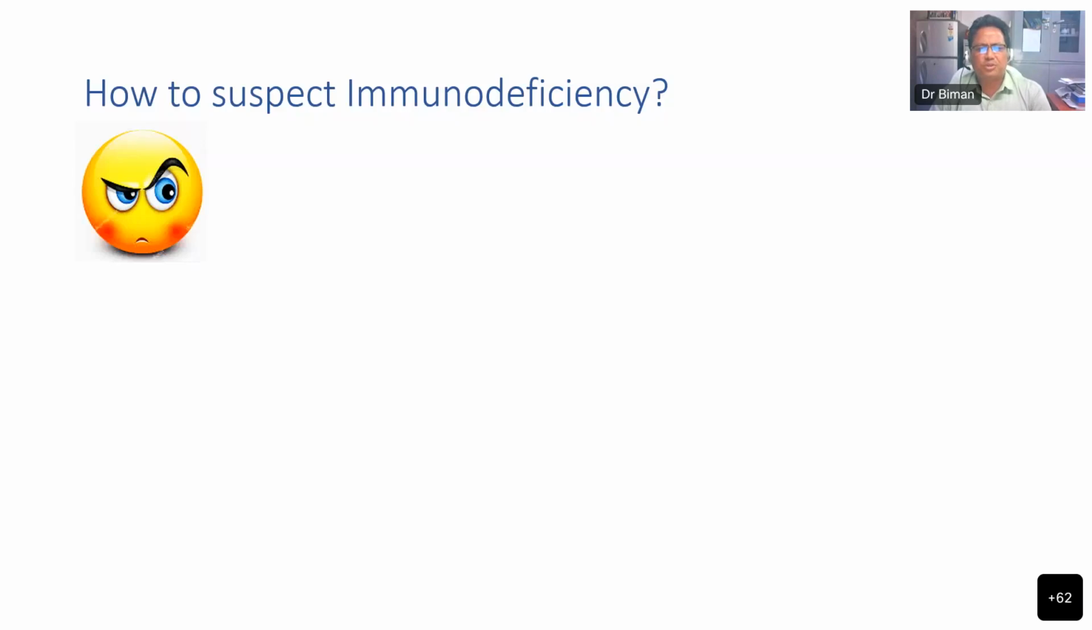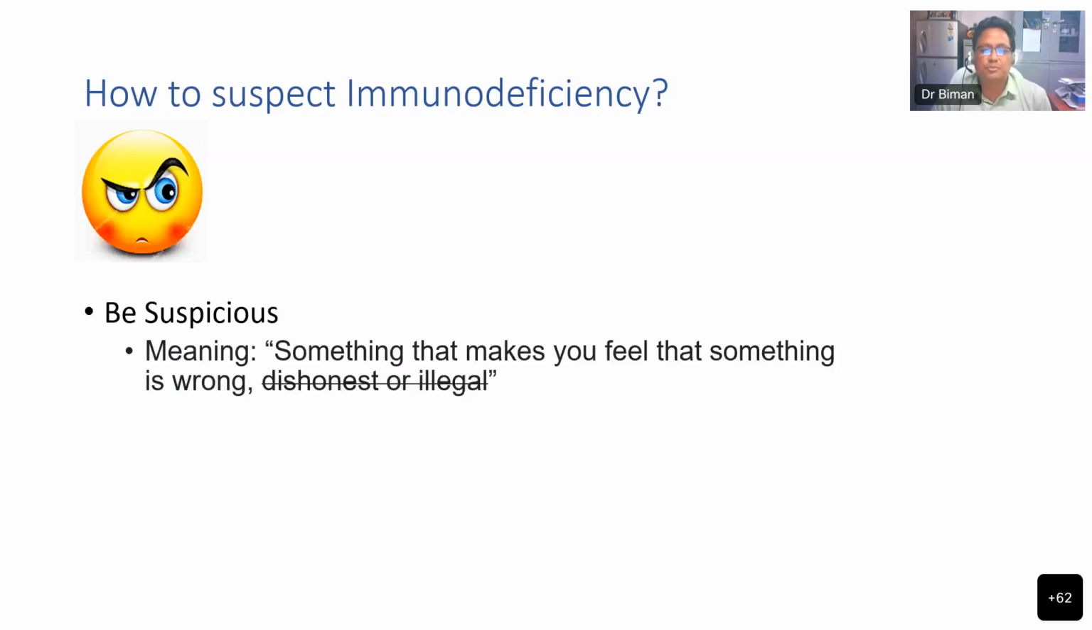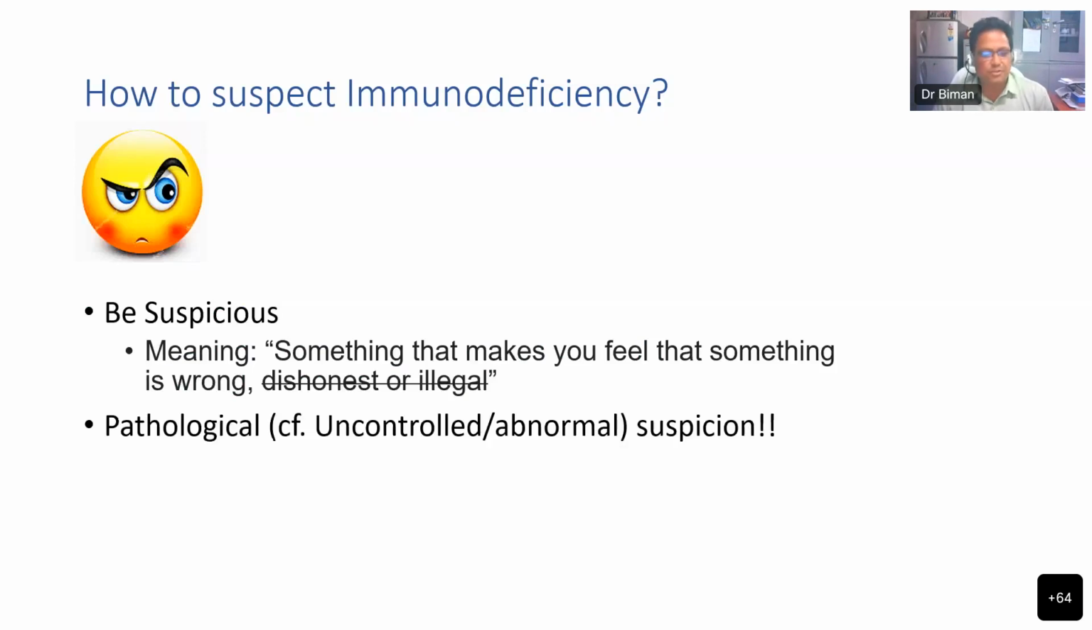How do you suspect immunodeficiency? Obviously, you have to be suspicious, which means something makes you feel that something is wrong somewhere. When a clinician suspects something, it is clinical suspicion. If a pathologist is suspecting something, it would be pathological suspicion. But since the very word pathological means uncontrolled and abnormal, you don't want to call it an abnormal suspicion, so let's stick to clinical suspicion.